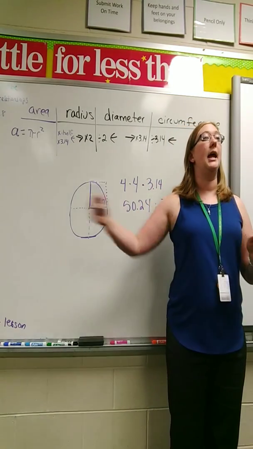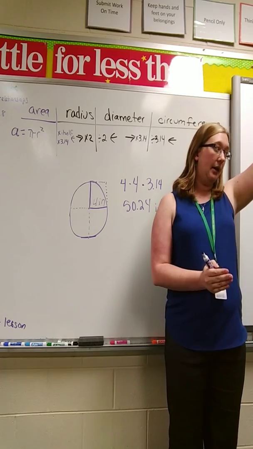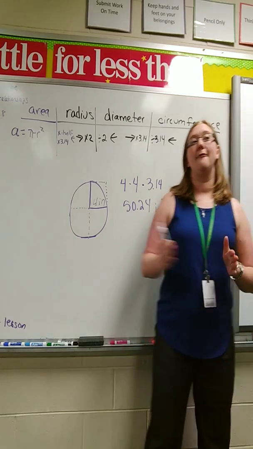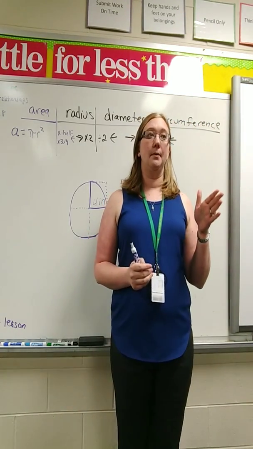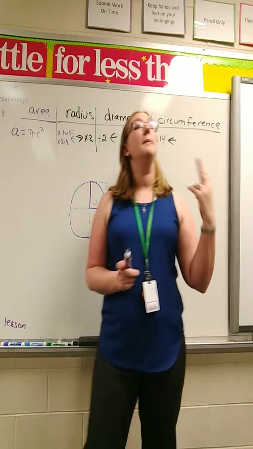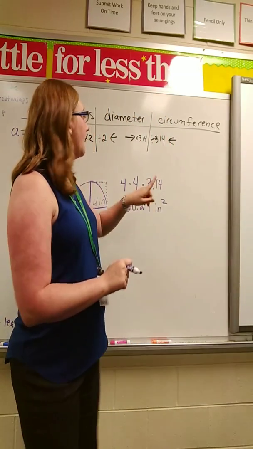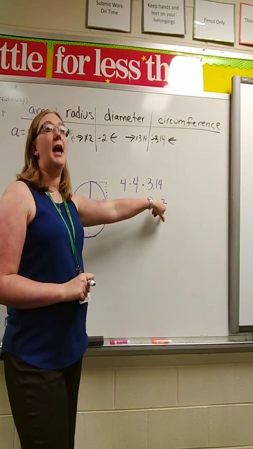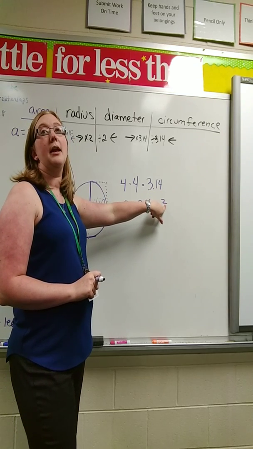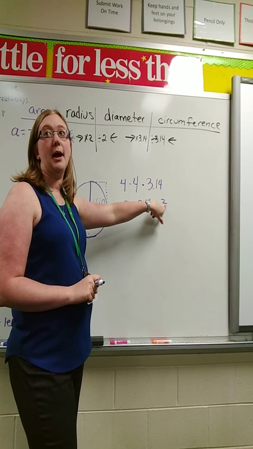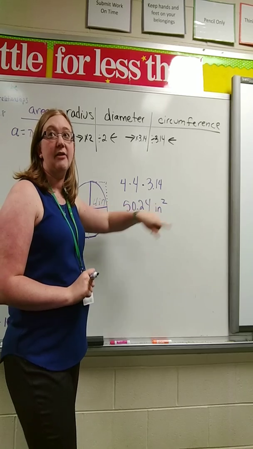Okay? When we're talking about area, we're talking about 2 dimensions. We're talking about the length and we're talking about the width. Talking about how far over and how far up. Okay, so it has 2 dimensions. So our units need to have that exponent of 2 there. Okay? Does everybody understand that?